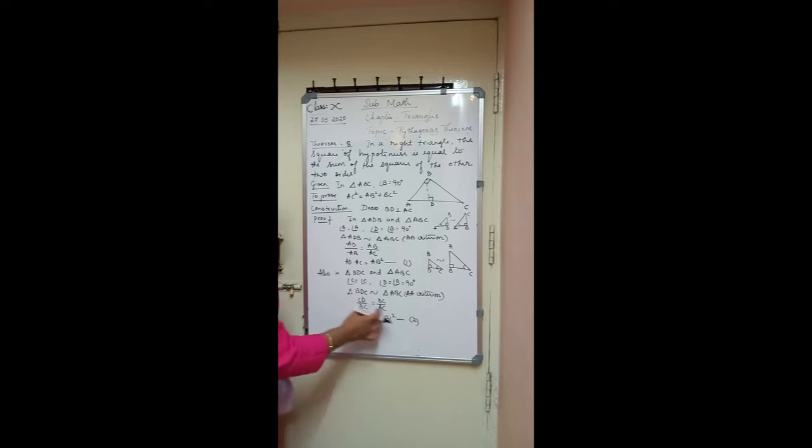On cross multiplication, what will we get? CD into AC equals BC into BC. What is BC into BC? BC square. So take this as equation 2: CD into AC equals BC square.